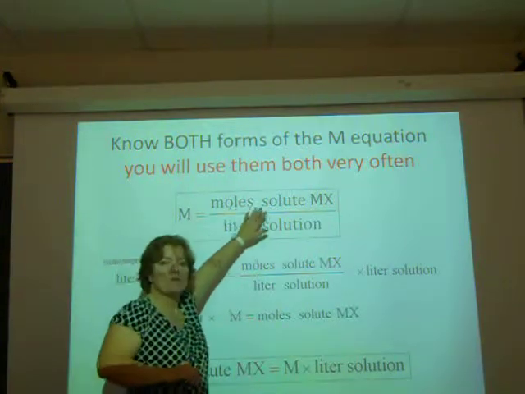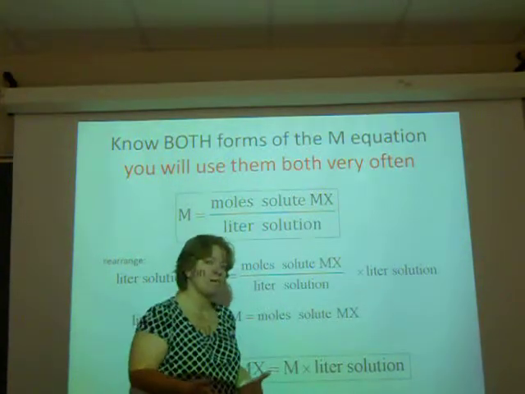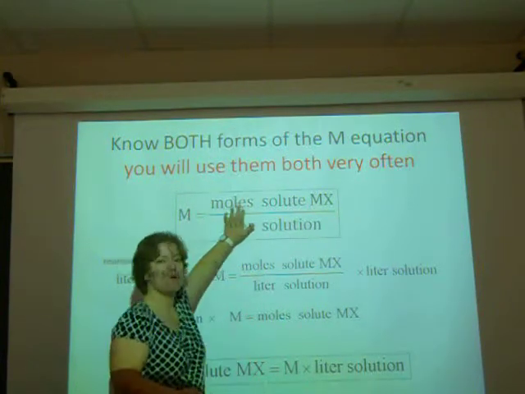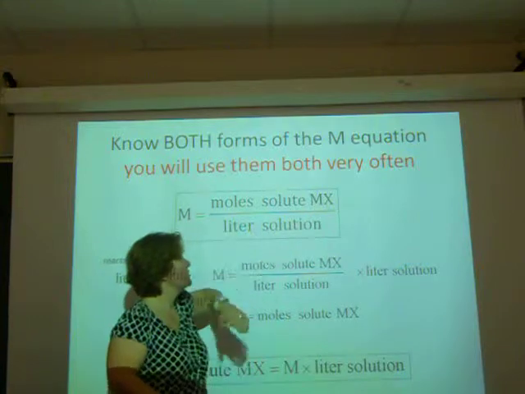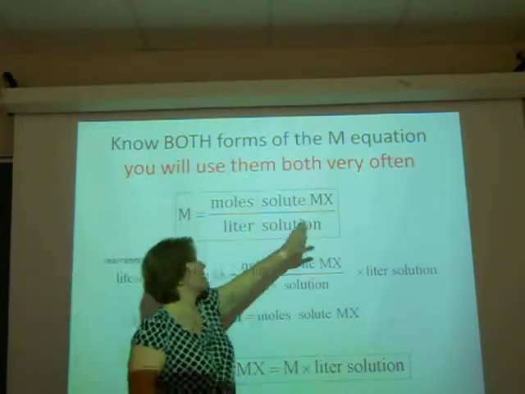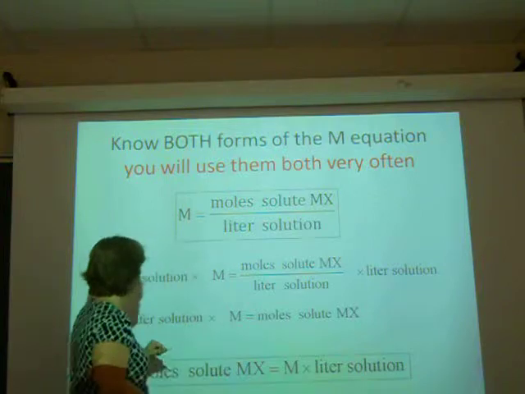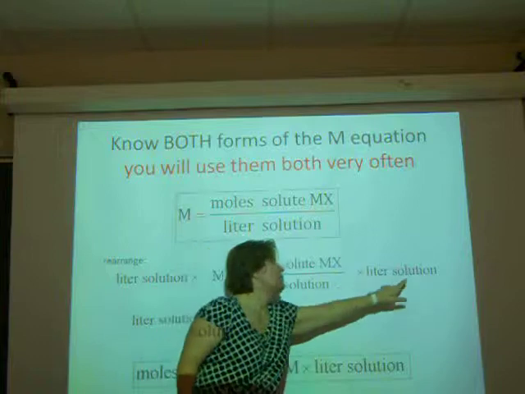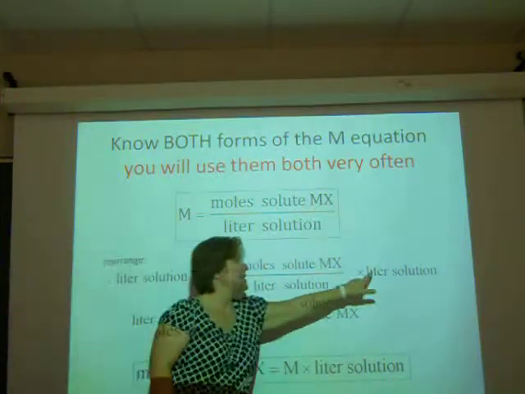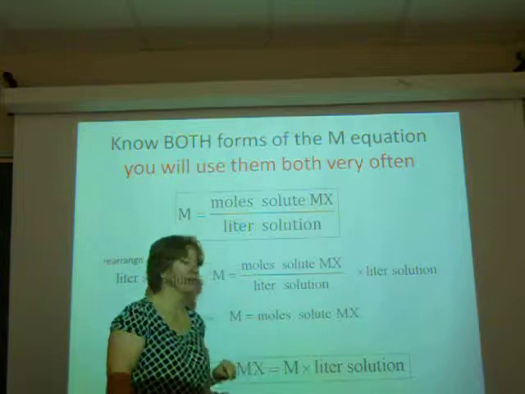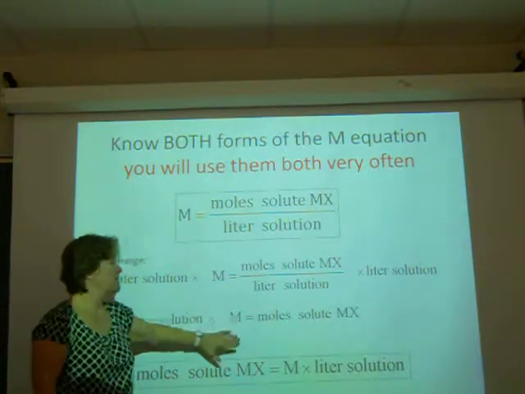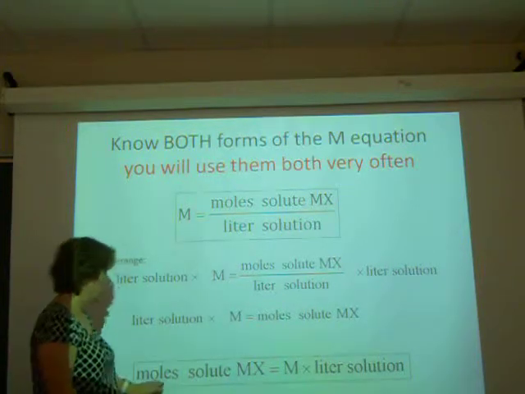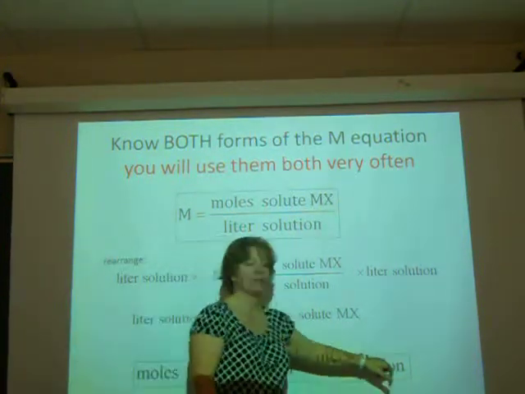So you're going to see these two equations a lot. You really should have both forms memorized. My traditional molarity equation is molarity is equal to moles of solute per liter of solution. It doesn't have to say M, but whatever it is. If I rearrange this, I can multiply both sides by liter of solution. On this side, they cancel, and I'm left with moles of solute. And on this side, I have liter of solution times molarity. I just flipped the sides of the equation: moles of solute is equal to molarity times liter of solution.